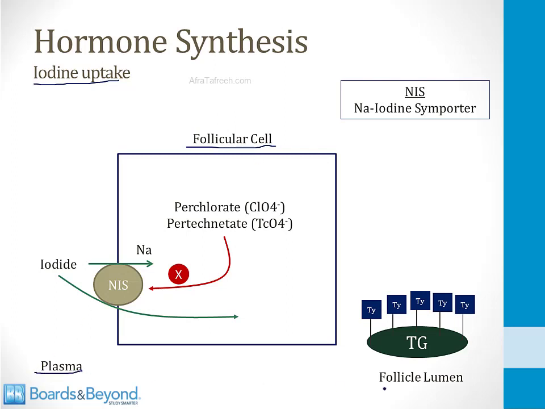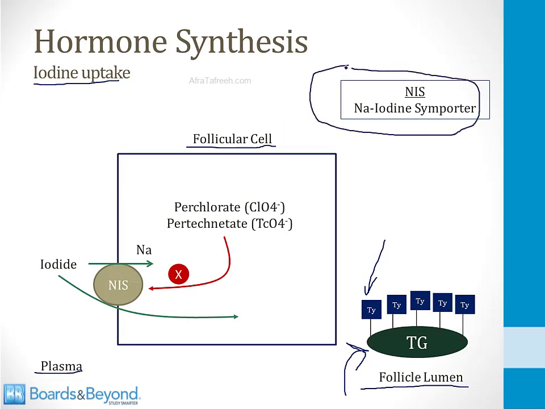Over here is the plasma, and over here is the lumen of one of the follicles in the thyroid gland. That's where the thyroglobulin is sitting with all those tyrosine residues waiting to become thyroid hormone. There is a protein pump in the membrane of follicular cells called NIS, which stands for sodium iodine symporter, and as the name implies, it will bring iodine into the cell along with sodium.